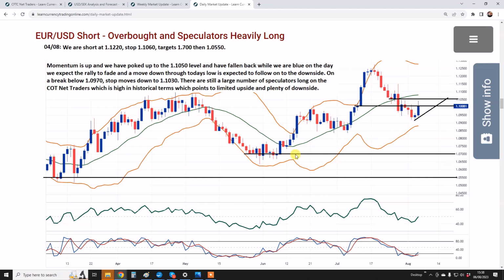So basically it's a couple of hundred pips at this moment in time, but far more if we can break to the levels we're targeting.